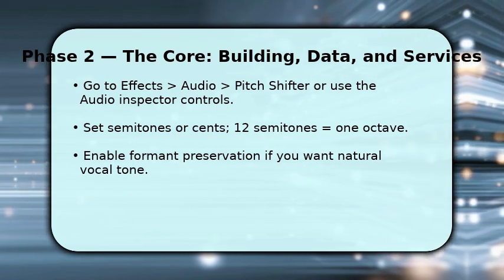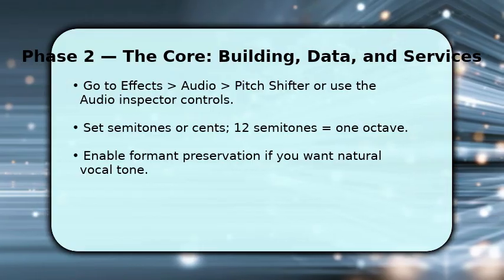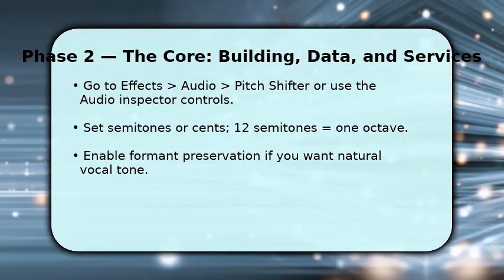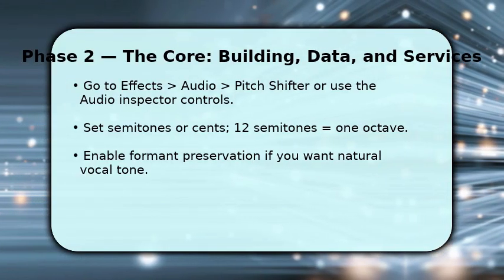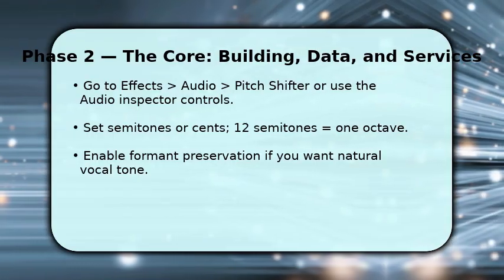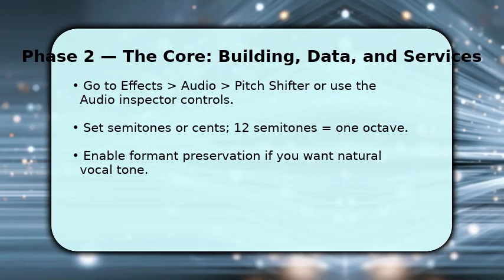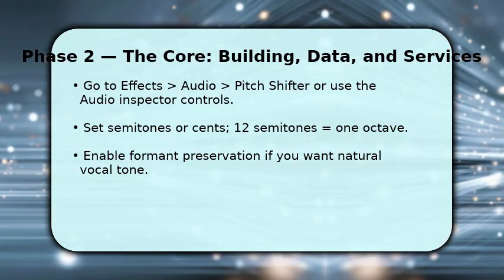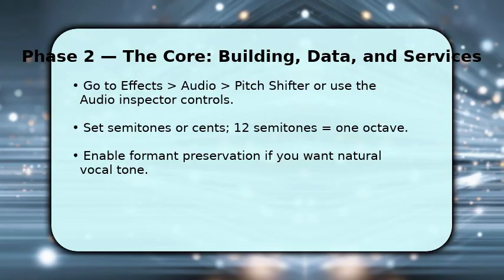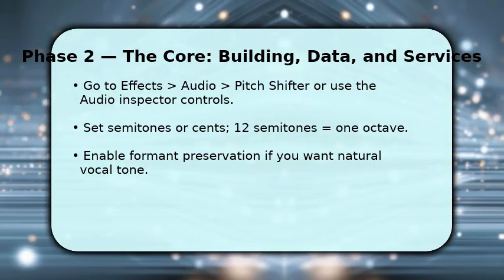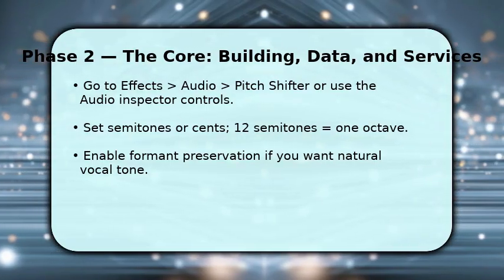Raise or lower in small increments. Try 0.5 to 2 semitones first, while playing back to gauge naturalness. Make sure to toggle formant preservation. It prevents the voice from sounding chipmunk or sluggish by keeping timbre intact. If timing shifts, switch on preserve duration, or adjust clip speed slightly to resync visuals.